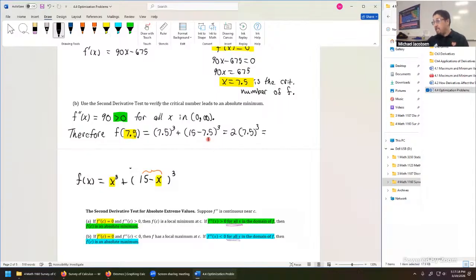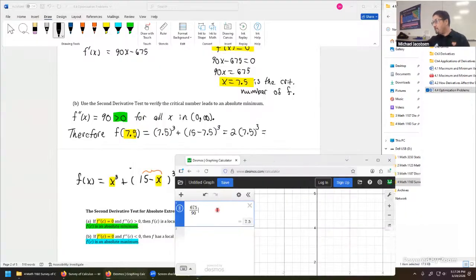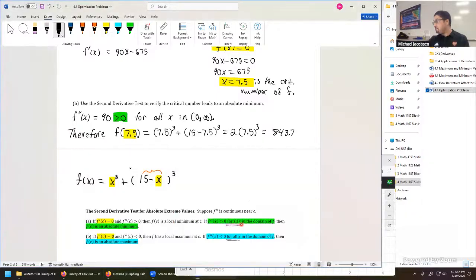Whatever that comes out as, that's the absolute minimum of the sum of cubes of these numbers. So one more calculator run. 2 times 7.5 to the power 3 gives us 843.75 exactly. And we'll say that is the absolute minimum sum of cubes.